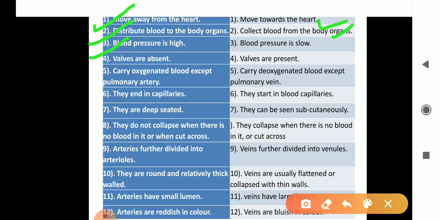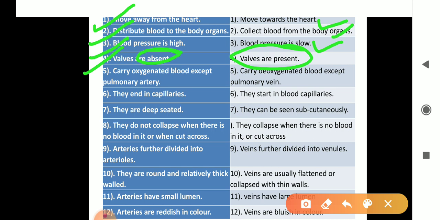Blood pressure is high in the artery and blood pressure is low in the veins. Valves are also absent in the arteries due to the high pressure. Backflow is not possible because every time the heart pumps, the pressure is created inside, then the blood will go ahead only; backward flow is not possible. That's why valves are absent. But in the veins, valves are present because the pressure of the blood is low. That's why backflow may be possible. For that, the valves are present.